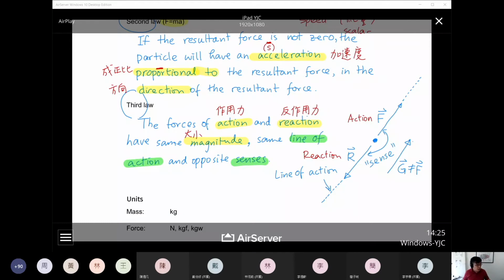Is that okay? After you copy this figure, can you raise your hand, please? I need to chat with the TA. Wait a minute.